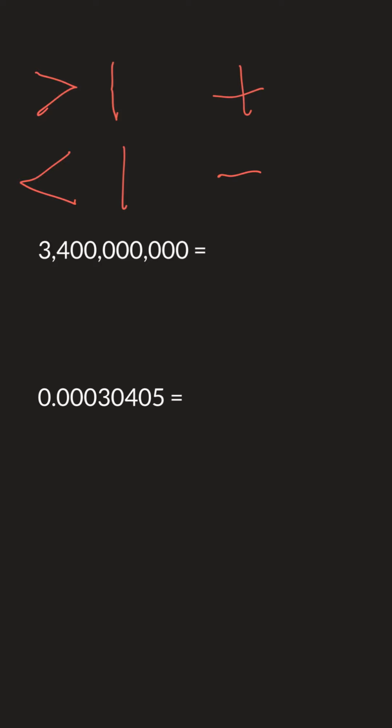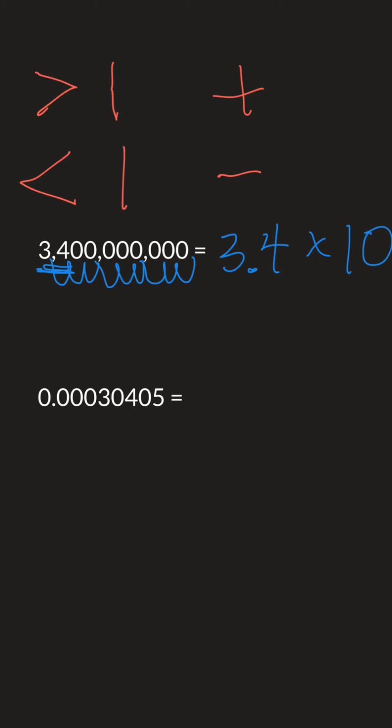So again, I'm going to find my non-zero numbers. All I have is a 3 and a 4 in this one. So I'm going to put a decimal behind the 3 and just write 3.4. And then I'm going to do times 10 to the, and again, I'm going to count how many jumps. 3, 6, 9. It took 9 jumps. So again, because it is greater than 1, I leave my exponent positive.